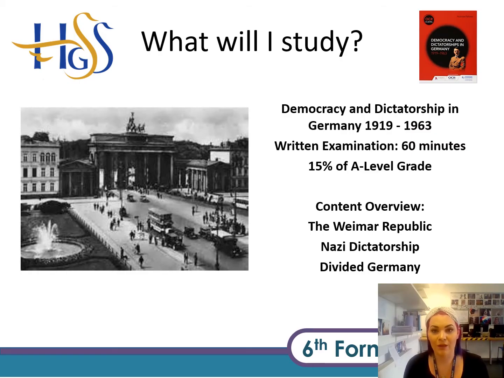So the first unit that I want to talk to you about is your Democracy and Dictatorship in Germany, 1919 to 1963. This is your paper 2. It is worth 15% of your overall A-level grade and you sit a 60-minute exam. In that exam you have a choice of 2 questions which is split into part A and part B. So if you answer question 1A, you have to then answer question 1B. You can't answer 1A and 2B, but you do have that choice between question 1 and question 2.